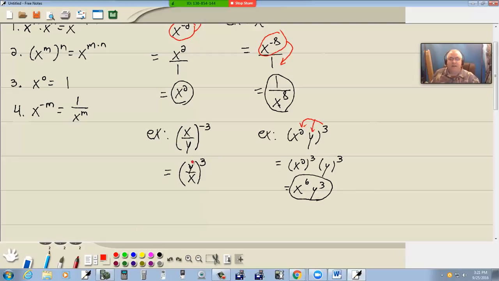Now over in this problem here, I didn't finish it, but everything inside the parentheses is division, y divided by x. So we're going to take the top to the third power, and we'll take the bottom to the third power. So we're going to have y to the third over x to the third. And that'd be your answer.